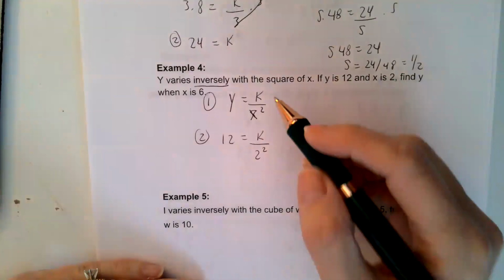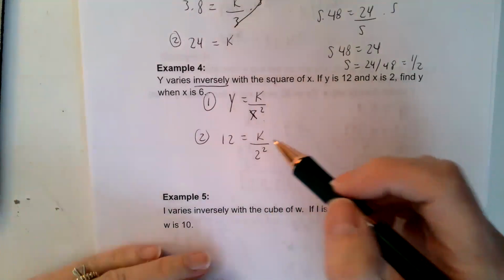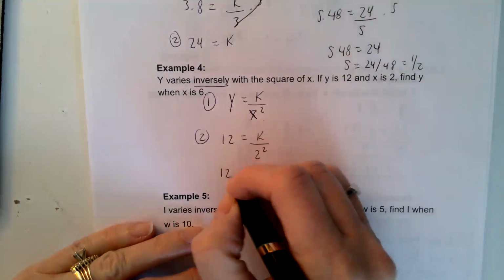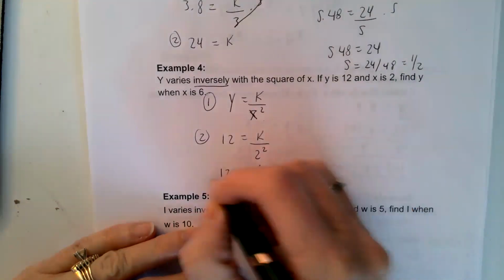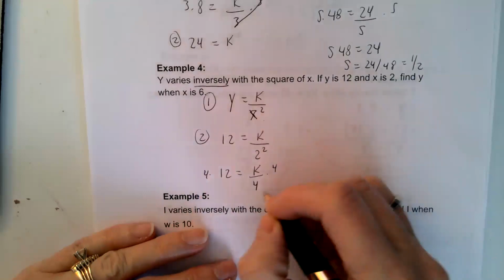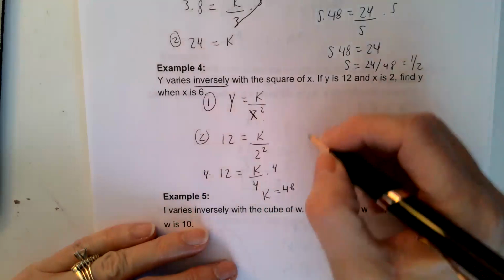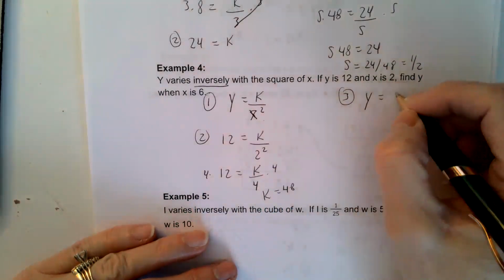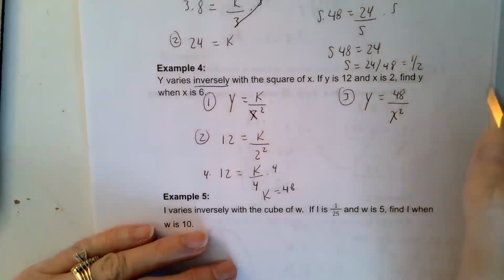So there's my base equation. Y varies inversely with the square of X. Y is 12 when X is 2. So 12 equals K divided by 4. And if I multiply by 4, I find out that K equals 48. So my equation is Y equals 48 divided by X squared.